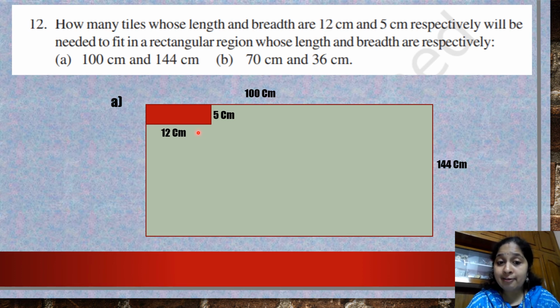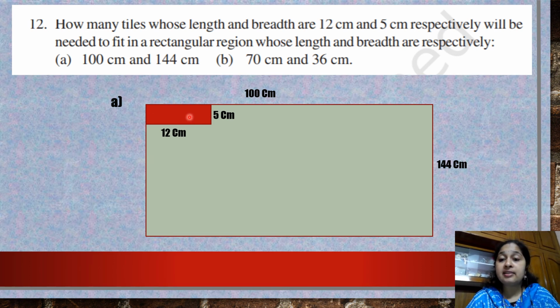Similar is here. If we know the dimensions of this rectangular region, can we find the area of this rectangular region? Yes, we can find the area of this rectangular region with the given dimensions. Once we find the area of the rectangular region, can we find the area of this tile, that is the space occupied by this tile? Yes. So we can find the area of this tile also. So from the total area of the rectangular region, if we divide by the area of this tile, we can easily get the number of tiles required. I hope you understood, children.